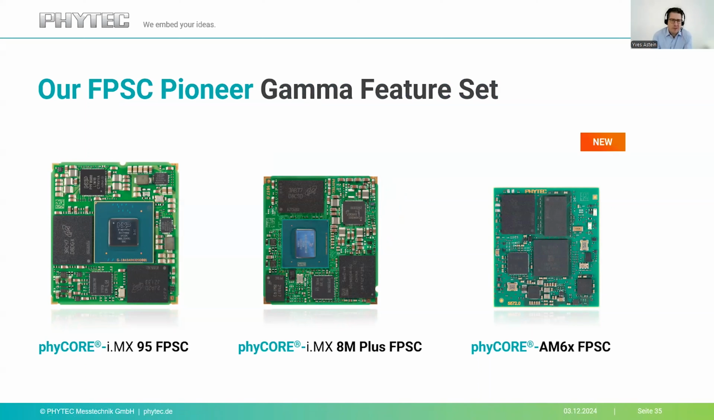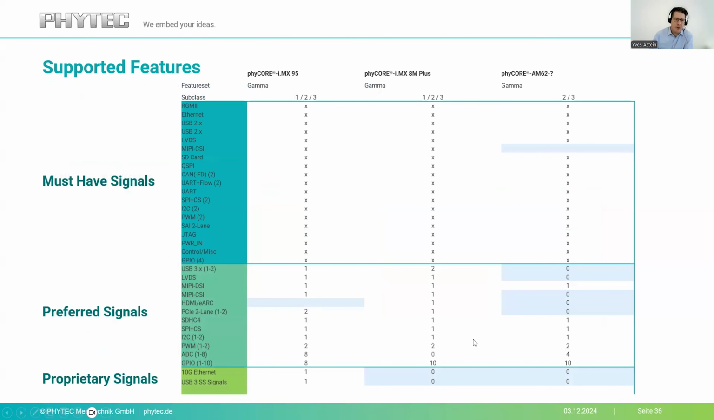Our Pioneers products are based on i.MX 9.5 processor from NXP, i.MX 8M Plus, and a new processor that I'm not allowed to mention yet, but it's an AM6 processor, and it covers more the low-cost area so that the full spectrum of our products is covered in terms of performance.